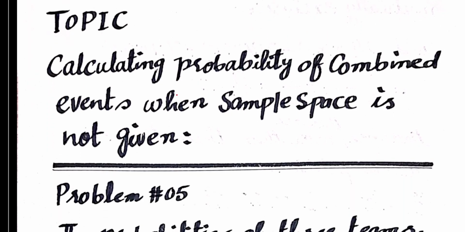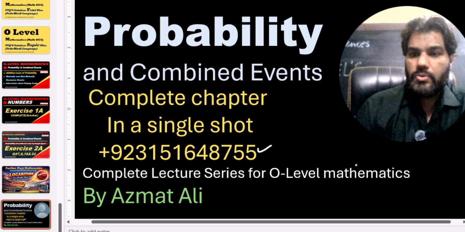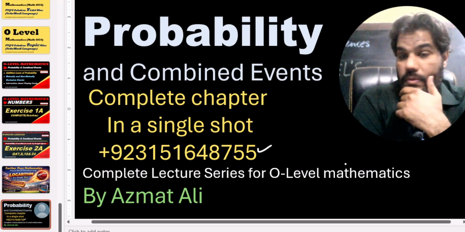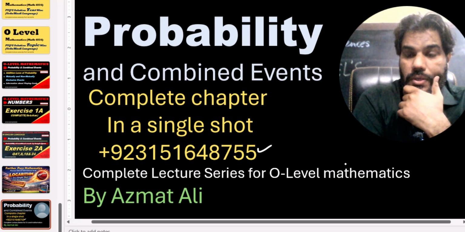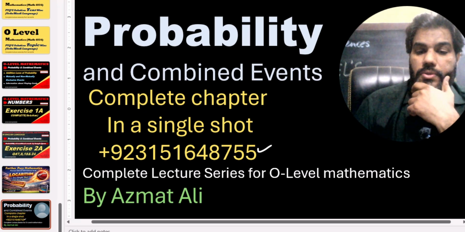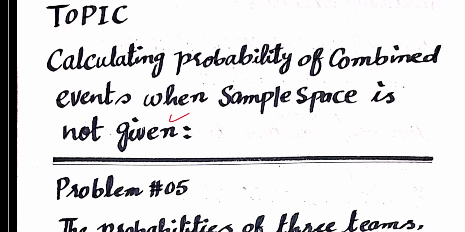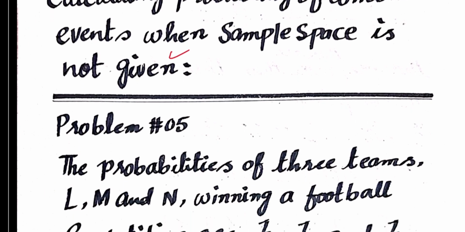Calculating probability of combined events. This topic is continued still here. Now in this topic, I am going to calculate the probability of combined event when sample space is not given. Sometimes it is possible that we cannot make the sample space.